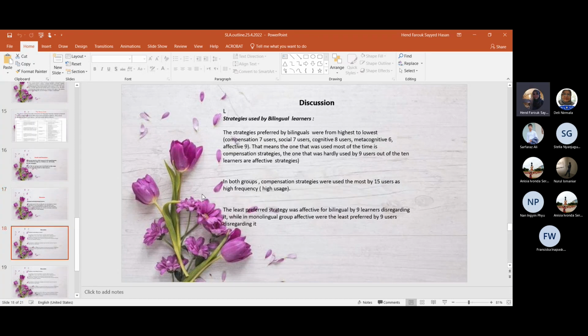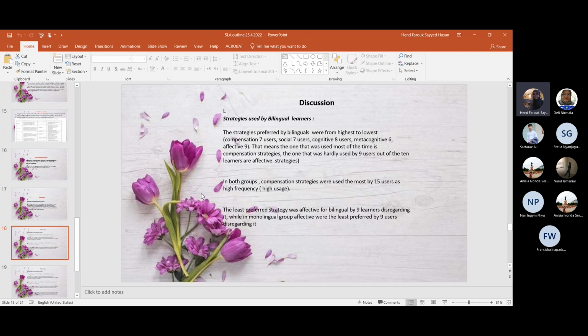Strategies used by bilingual learners. The strategies preferred by bilinguals were, from highest to lowest: strangely, it was interesting to me to notice that compensation strategies came first also, as 7 learners used it. Then come social strategies, 7, cognitive, 8 out of the 10 learners, and metacognitive, 6, and affective comes the least, the hardly used strategies, with 9 disregarding it.